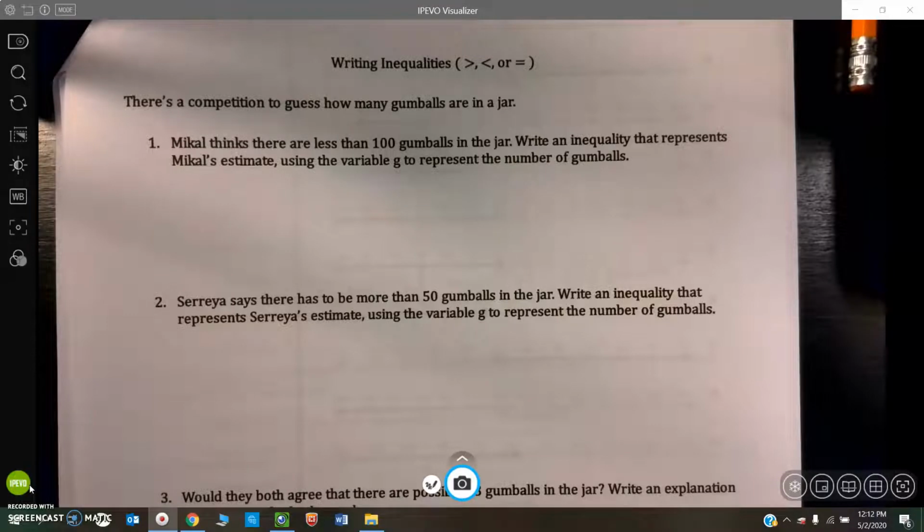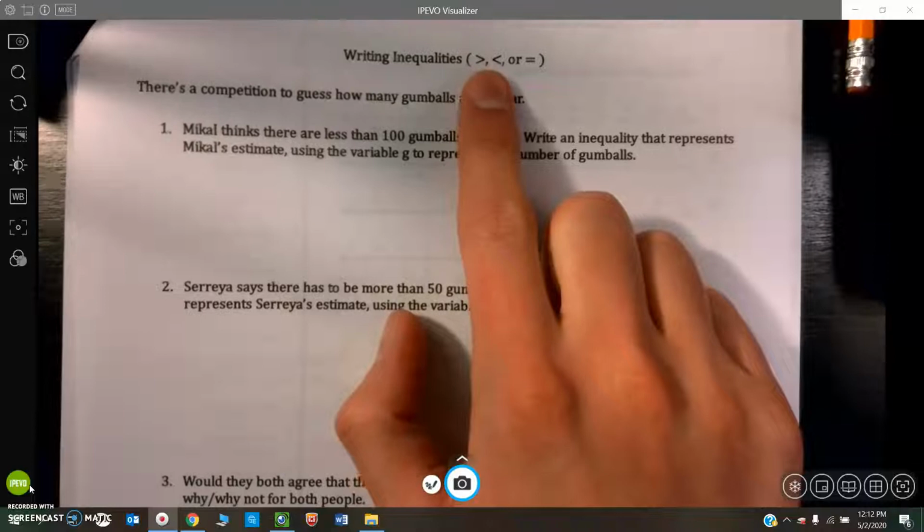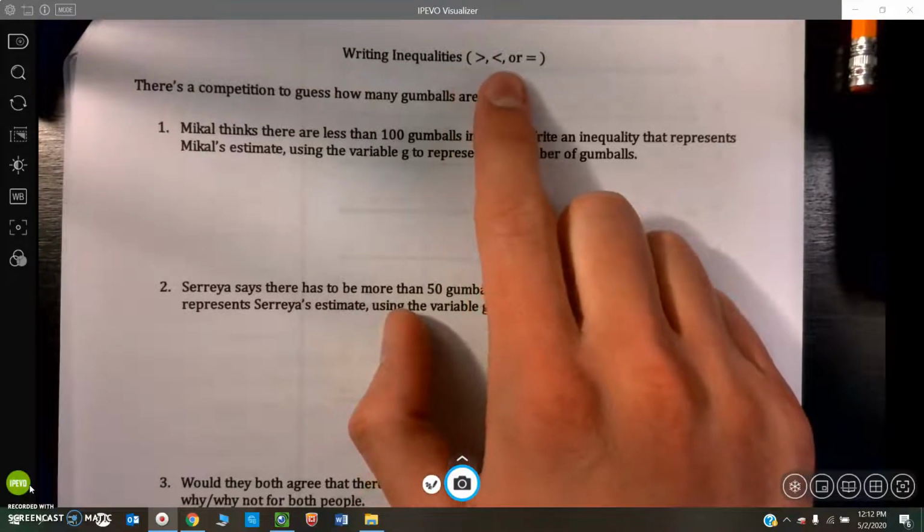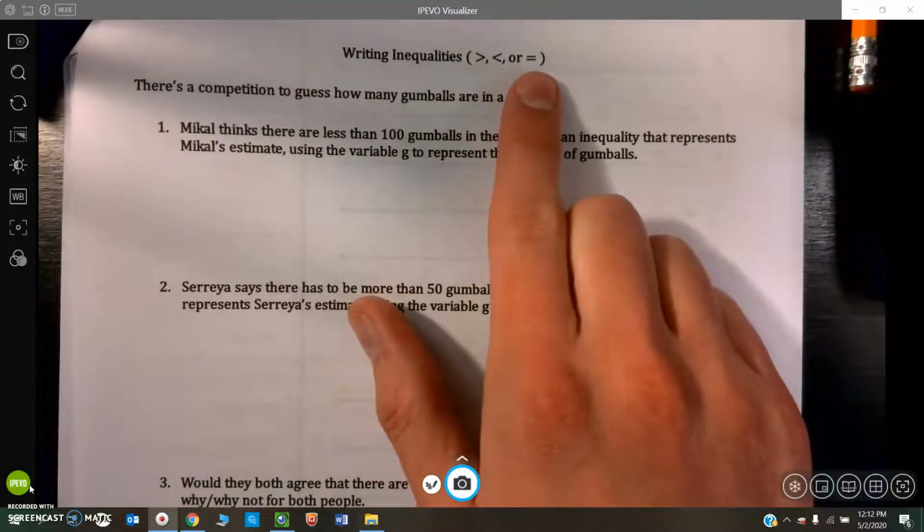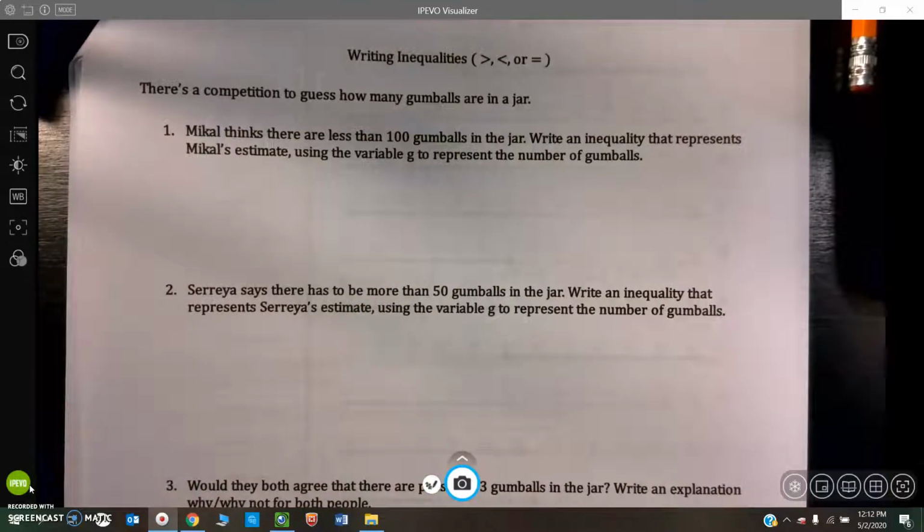Alright, so the final section of our review today is on writing inequalities. Once again, these are your inequality symbols, greater than and less than. We've also included equal to here. So let's get started. There's a competition to guess how many gumballs are in a jar.